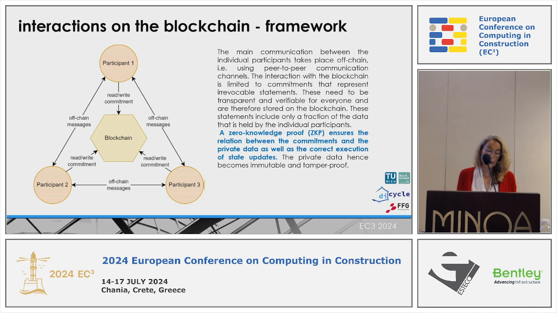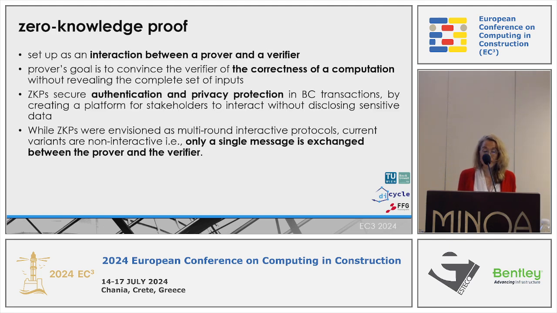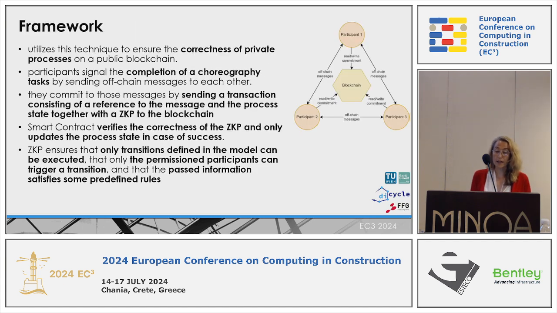What we did in our research here, we also introduced a zero-knowledge proof, which ensures the relation between the commitment and private data, as well as the correct execution of state updates. So what is actually a zero-knowledge proof? It is an interaction between a prover and a verifier. The prover's goal is to convince the verifier of the correctness of a computation without revealing the complete set of inputs. So it allows authentication and privacy protection in blockchain transactions, and only a single message is exchanged between the prover and the verifier with this zero-knowledge proof.